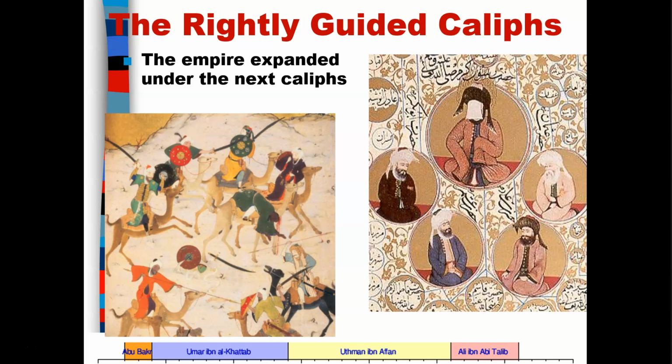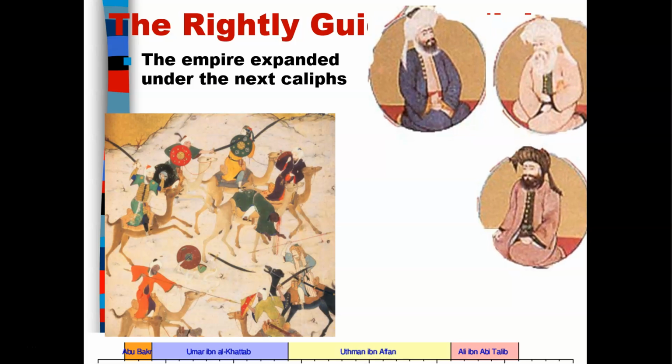As you can see at the bottom here, you have a sort of timeline, and you have the first 4 leaders of Islam. In this case, they continue to expand on the faith and the teachings of Muhammad.